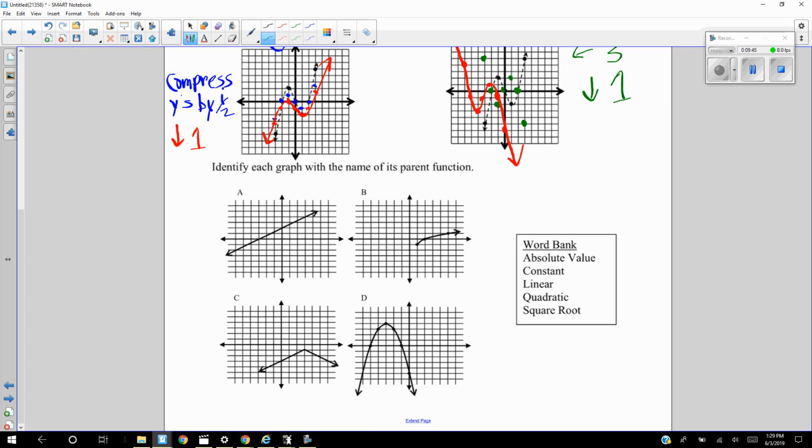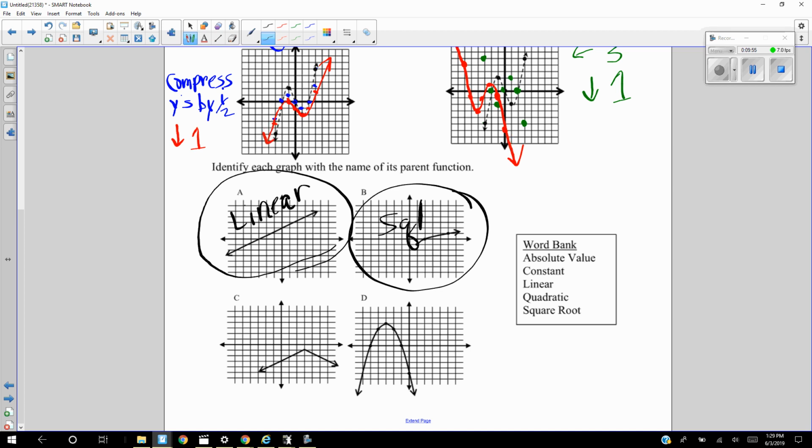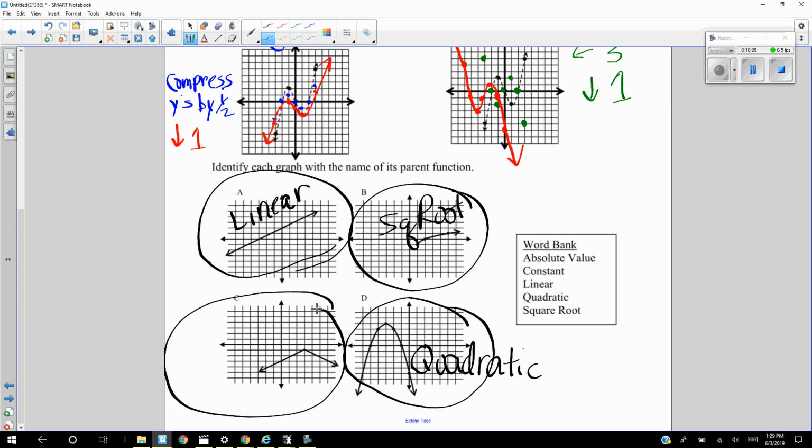There's just a little bit of vocab. This one is obviously linear. It's a straight line. That's the square root. U-shape, that's a quadratic. And then this one, absolute value. Make sure you know those vocab words.